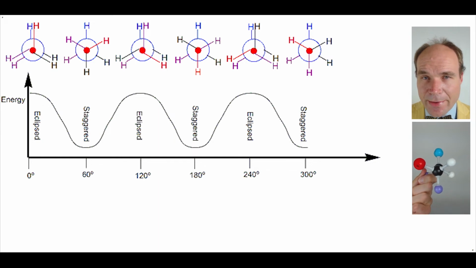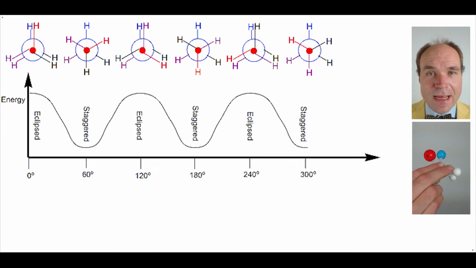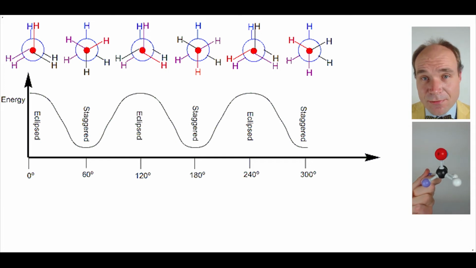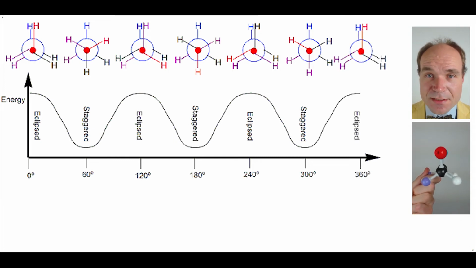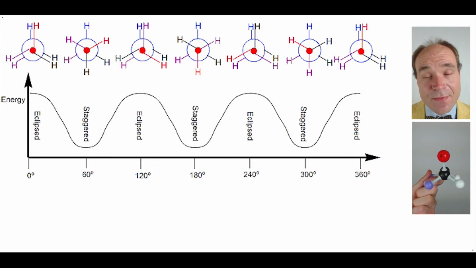Let's just keep going one more. The final 60-degree rotation. Okay, we now have a total rotation of 360 degrees. We've gone all the way around for our red and blue hydrogens. We've now returned from the lower energy staggered form to our higher energy eclipsed form. And the red and the blue hydrogens again have a dihedral angle of 0.